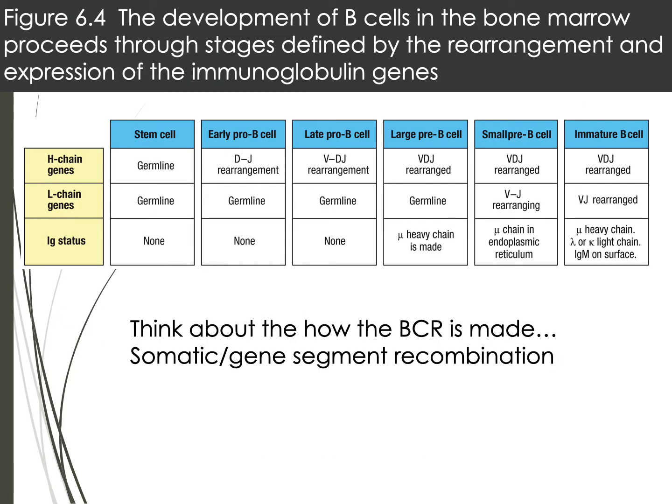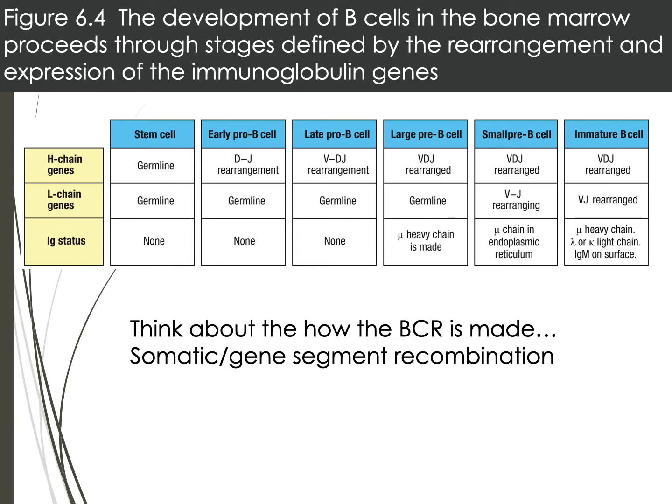So when we look at the different stages, we really want to think about the B cell receptor, right? Think about last unit when we talked about somatic or gene segment recombination. We have these different stages, and we can look at the heavy chain, we can look at the light chain, where it is in an arrangement, and then the overall status of the B cell receptor, the Ig.